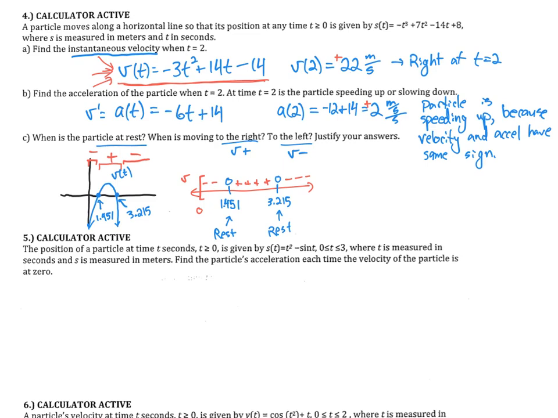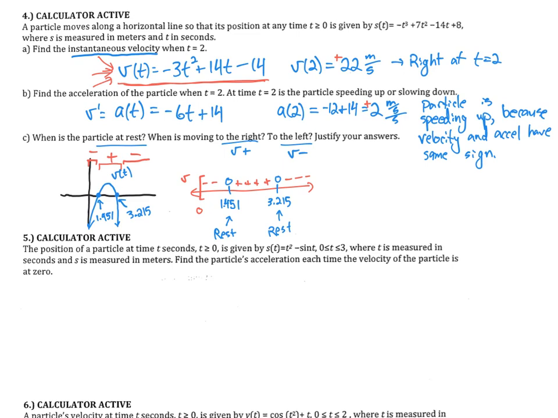What we're basically doing here is examining this graph for places where the graph is positive and negative, just like we examined graphs of f prime before to find where the function was increasing or decreasing. Except here it's velocity, and we want to know where the particle is going to the right or going to the left, instead of increasing and decreasing.